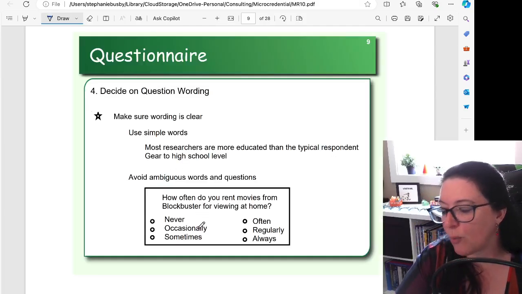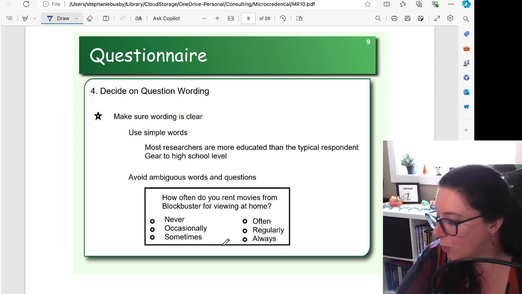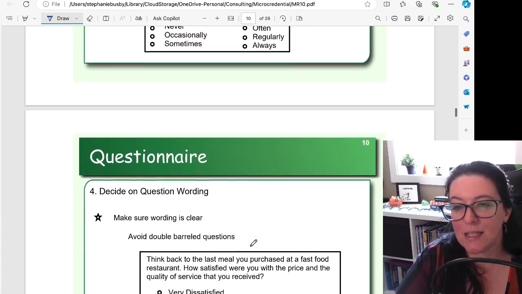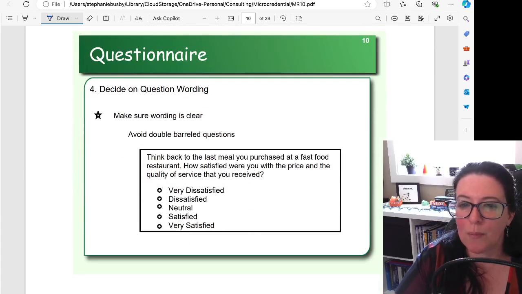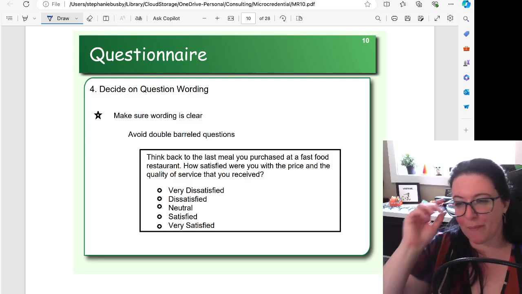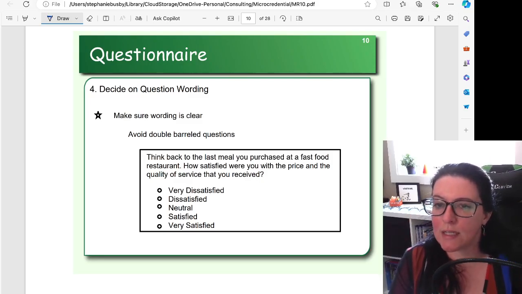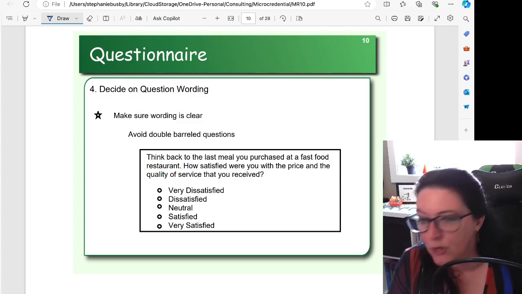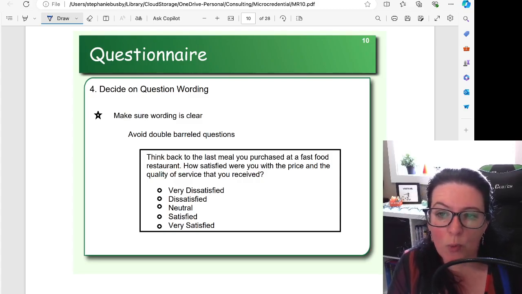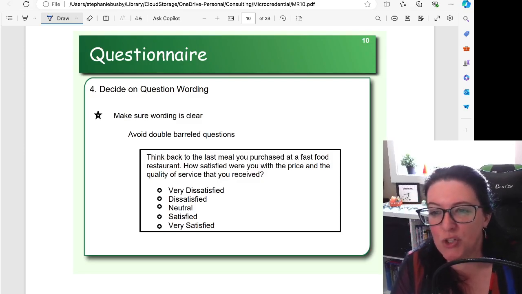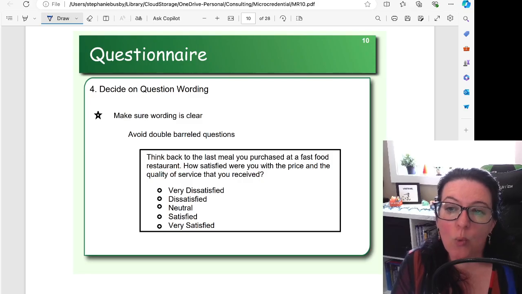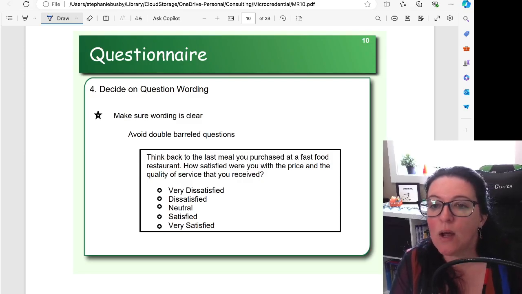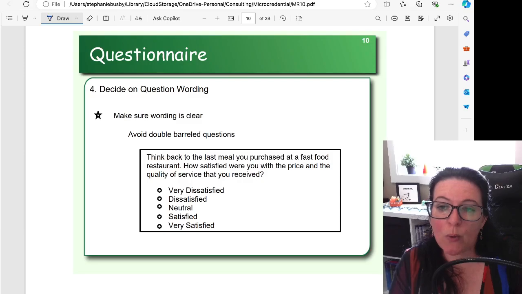All right, so we want to make sure we are clear in what we are asking so that it is interpreted the same by those who are completing the survey as it is by the people who are analyzing the survey. When we talk about making sure our wording is clear, we want to avoid the double-barreled question. We had talked about that previously. Notice this question asks, how satisfied were you with the price and the quality of service you received? When they answer the question, we don't know, as we're analyzing the data, whether they're responding to the price or to the quality. So we would want to separate them out.